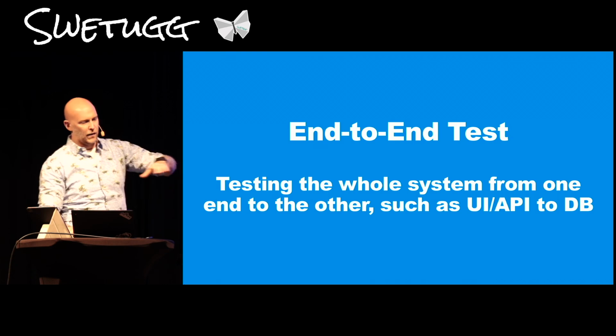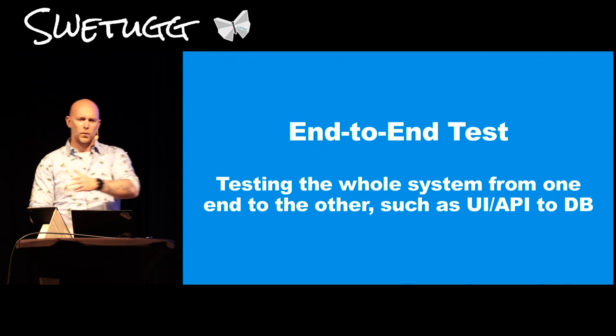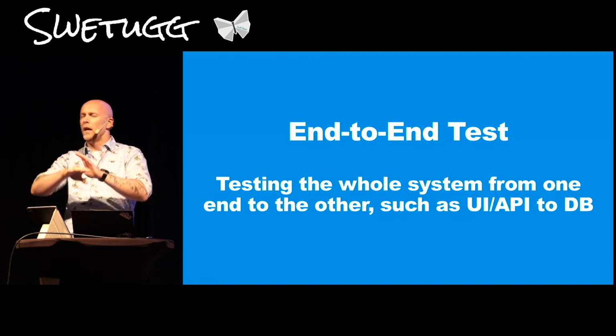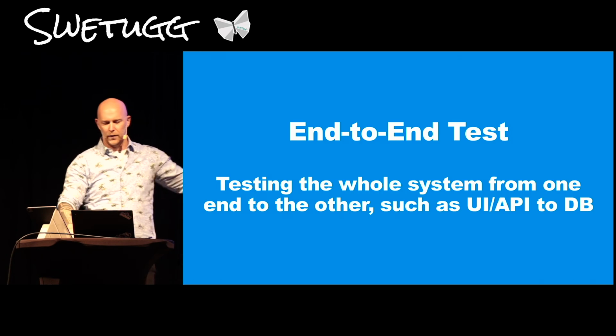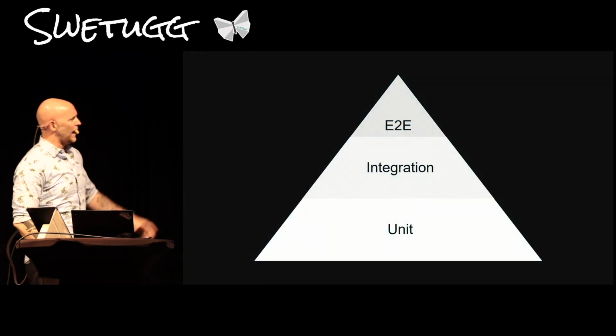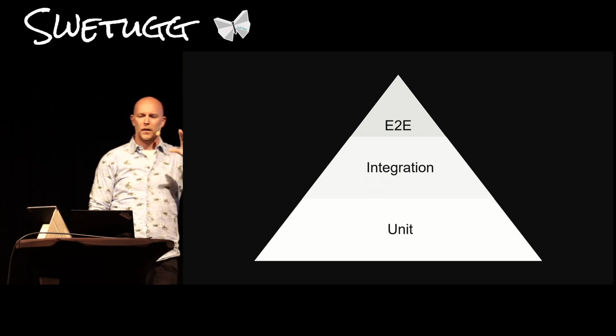Then there are definitions of this depending on, are you building a UI? Is the UI included in end-to-end? Are you building an API? Is the API your UI? Let's just leave that out there. Let's call it an end-to-end test. So this pyramid here says that we should have lots of unit tests, fewer integration tests, and just a tiny amount of end-to-end tests.